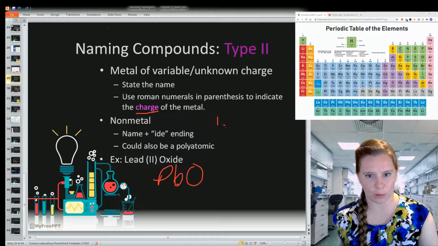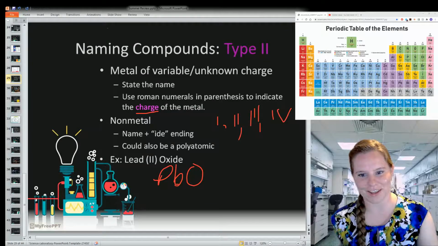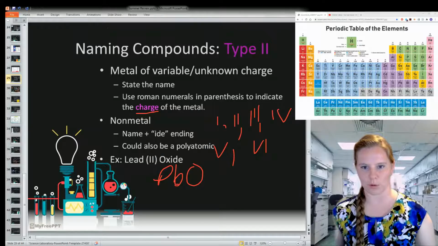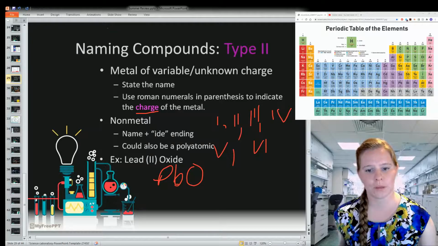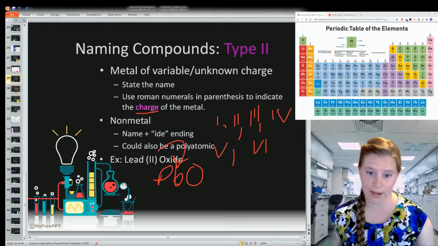Okay, don't forget Roman numerals are like I, II, III, and then you get into IV, V, VI. That's probably as high as you need to go. If you know that many, you'll be fine. These don't go up that high, okay? So in lead(II) oxide, this II tells me the charge of the lead. I do not have 2 leads. It's not Pb2O.